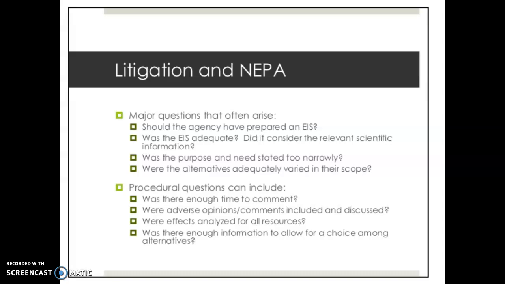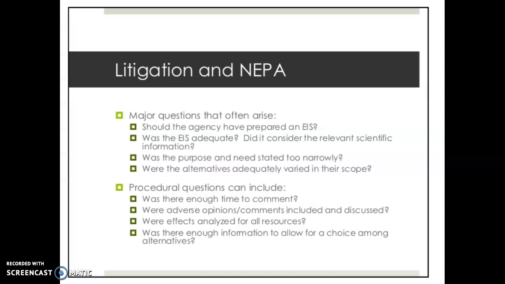Was the EIS adequate? Did it consider the relevant scientific information? Was the purpose and need stated too narrowly? Did it need to include more topics in the purpose and need of the development of the EIS? Were the alternatives adequately varied in their scope? Were there enough alternatives that were chosen for the particular project?